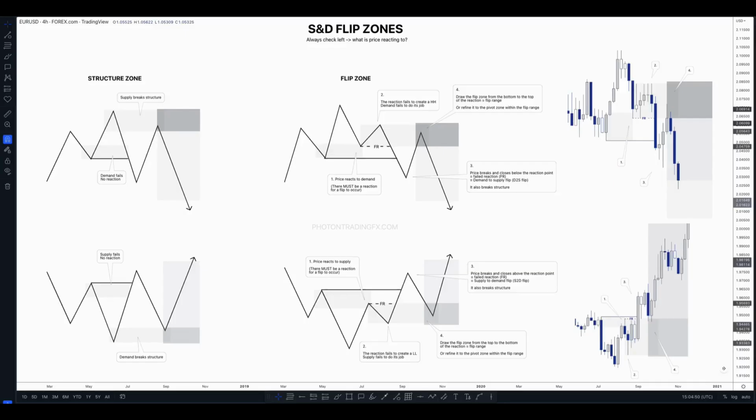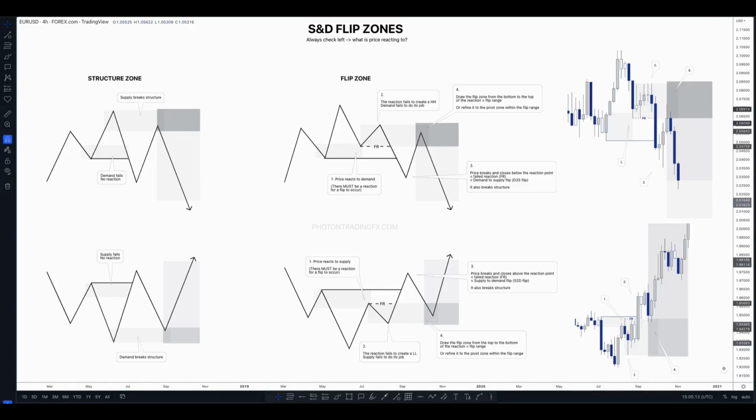Alrighty, so now we're going to start to dive into supply and demand flip zones. Let me just quickly cast your mind back to, again, I always try to keep things simple, okay? Because with the amount of confidence we can look for, multi-time frame analysis, two types of structure and all this stuff, it can get quite overwhelming.